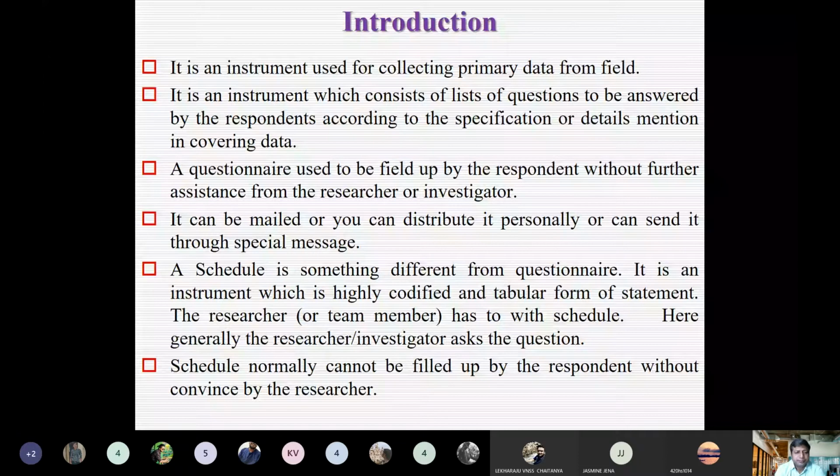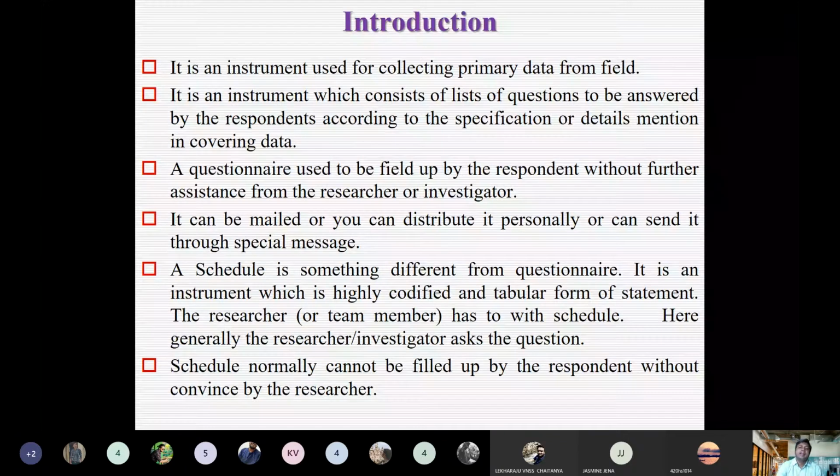See, generally what happens, a questionnaire is nothing but an instrument which consists of a list of questions in which the answers are supposed to be given by the respondents according to the specification or details mentioned in the covering data. So here, while we are talking about the questionnaire, the instructor is not there. The person who is supposed to collect the data is not there.